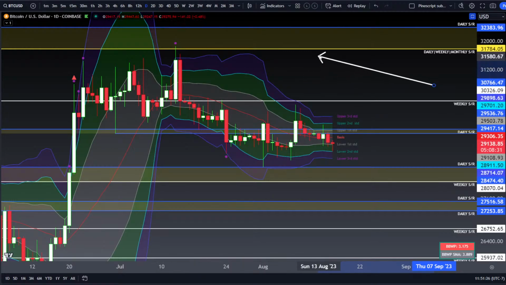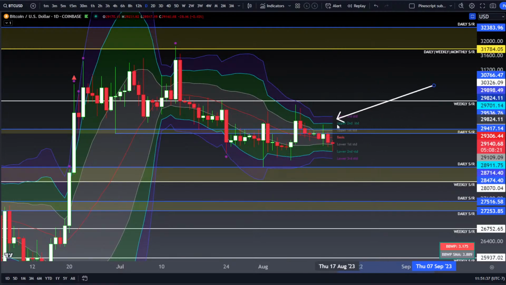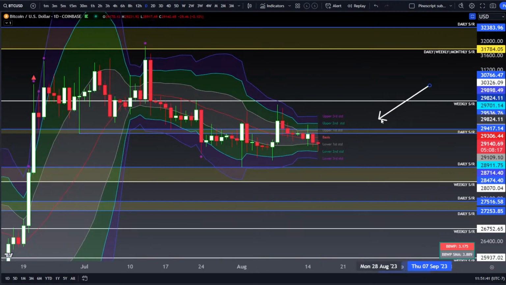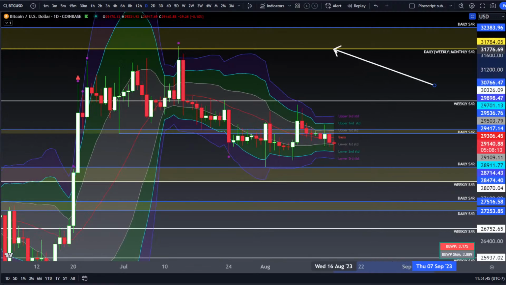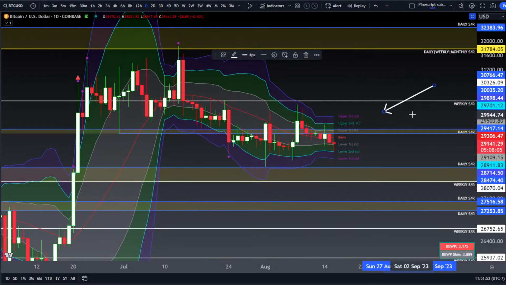And then, of course, we can start targeting the daily, weekly, and monthly overhead resistance around that 31.8 again. That would be pretty aggressive expansion on the daily, but that would lead to what we're going to look at in just a moment, which is the medium-term timeframes below the weekly. And that would lead to expansion on those timeframes as well, likely raising targets up to that 32.4 and more overhead.